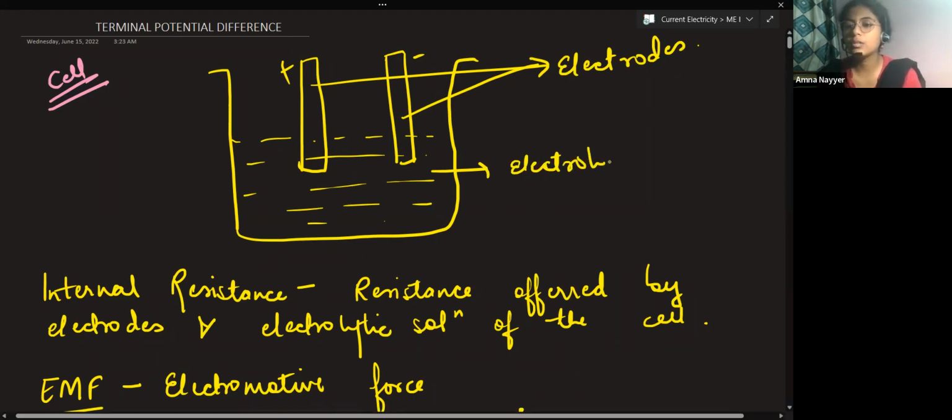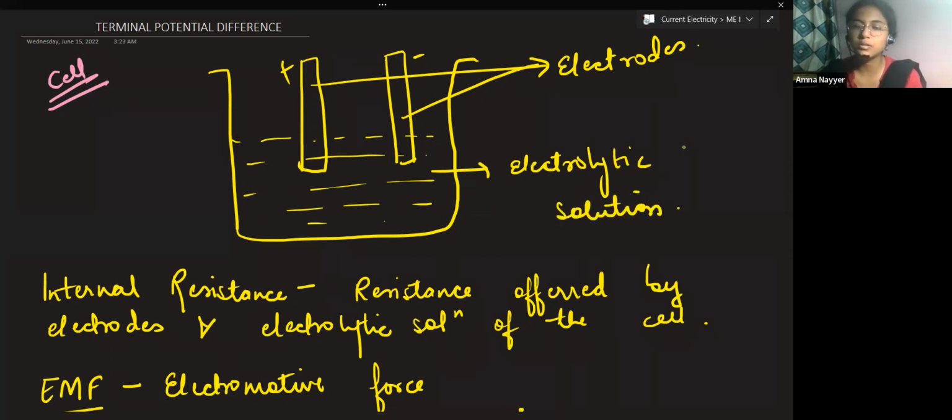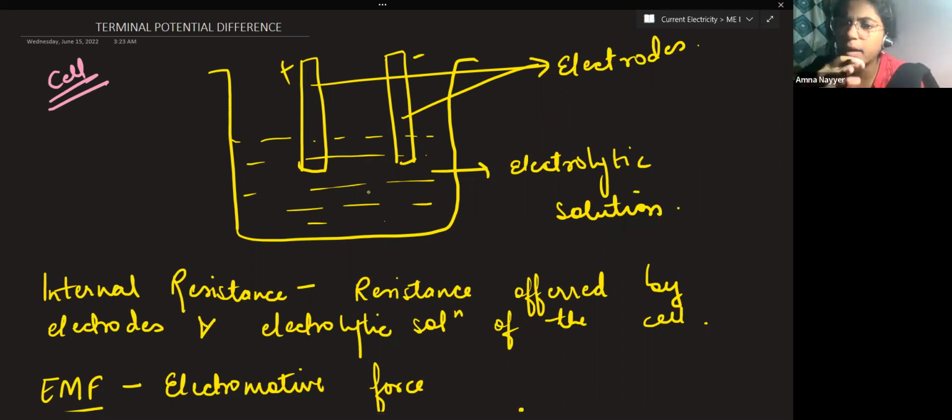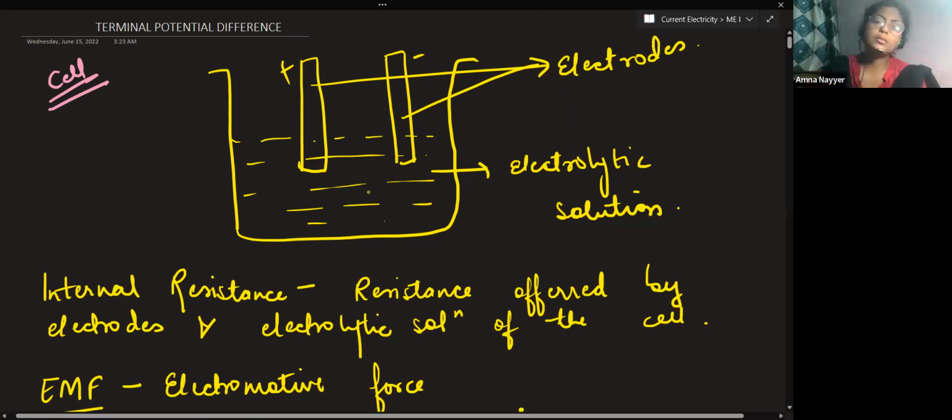We call this solution an electrolytic solution. Now, what happens? Whatever is the resistance or opposition in the flow of charges offered by these two electrodes as well as this electrolytic solution, that resistance that is provided by these two things, electrodes and electrolytic solution, we call the internal resistance.